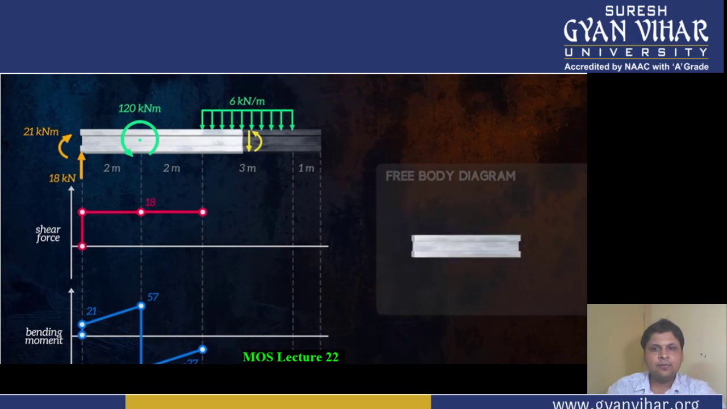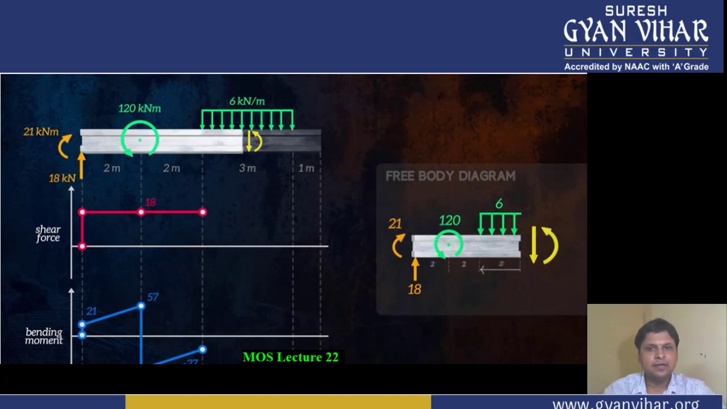Things get a little more tricky when we reach the distributed force. We can replace the uniformly distributed force by an equivalent concentrated force with a magnitude of 6 multiplied by the length x over which the force is applied. This force is located at a distance of x/2 from the cut. We can then calculate the shear force and bending moment equations using the normal approach.